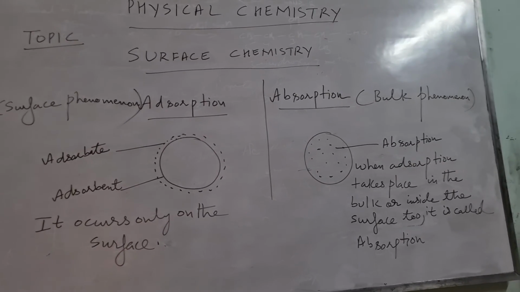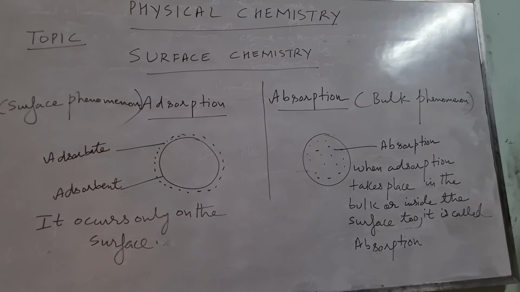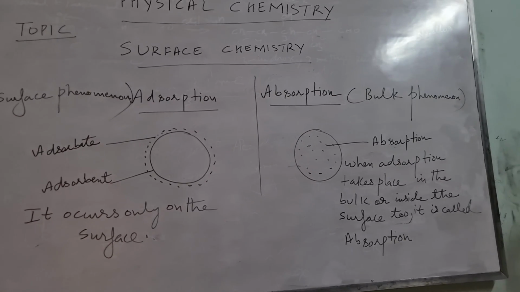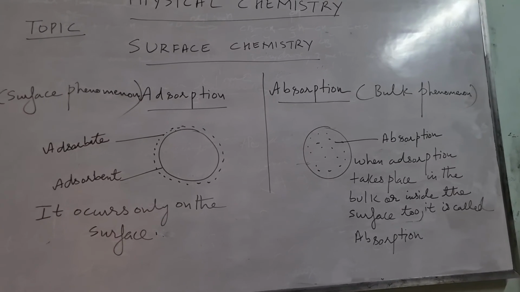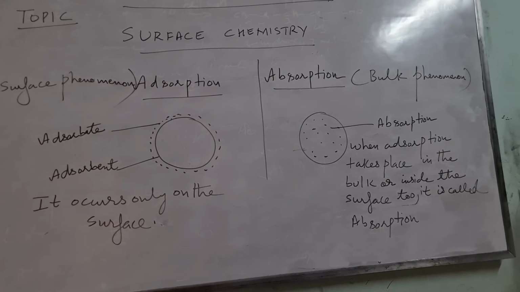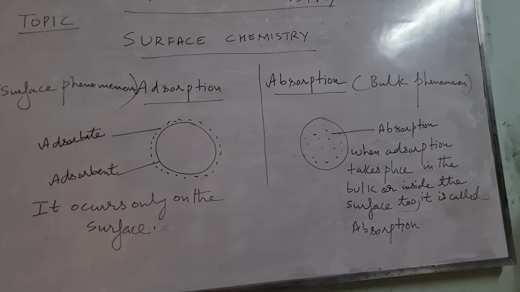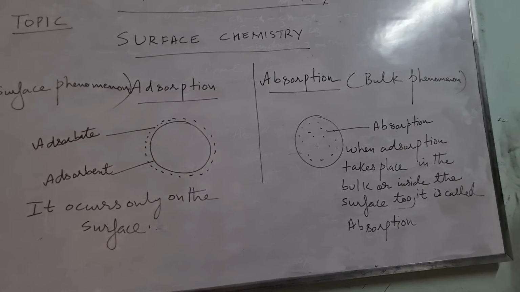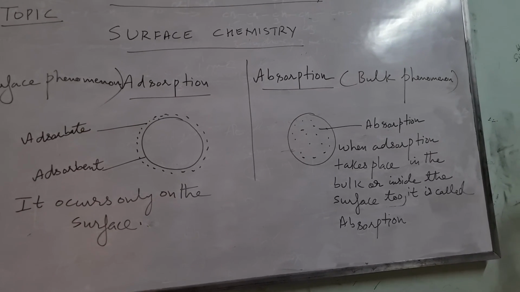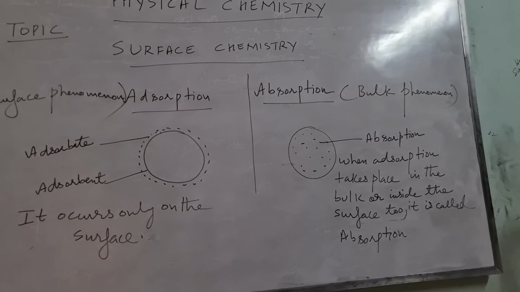Then I told you about the difference between physical and chemical adsorption. Physical adsorption, in which normal forces are there, whereas in chemical adsorption, strong chemical bonds are there. And I have explained the different points, the difference between physical and chemical adsorption to you. After that, I went to factors affecting rate of adsorption.